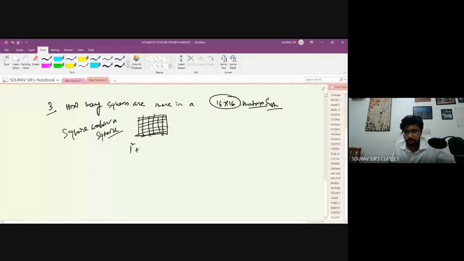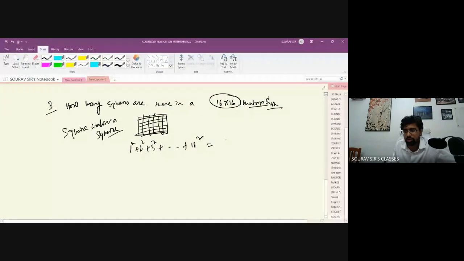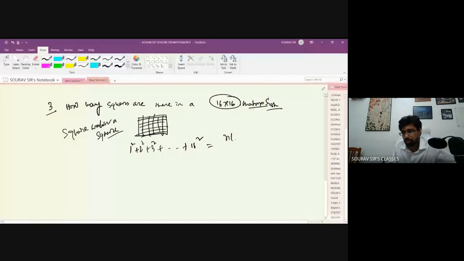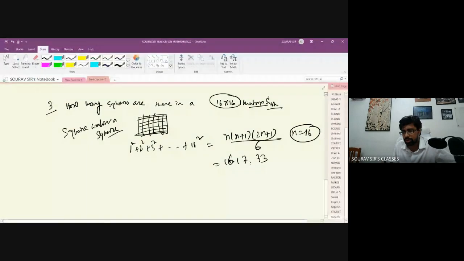Formula is 1 square, 2 square, 3 square, but till when it will go? 16 square. So formula is n into n plus 1 into 2n plus 1 by 6. N equal to 16. I hope you can do it from here. So 16, 17, 33 and 6 and finish it off from here. So my pain point will be today to give you the idea of the questions, how it is being done and how quickly you can solve it.